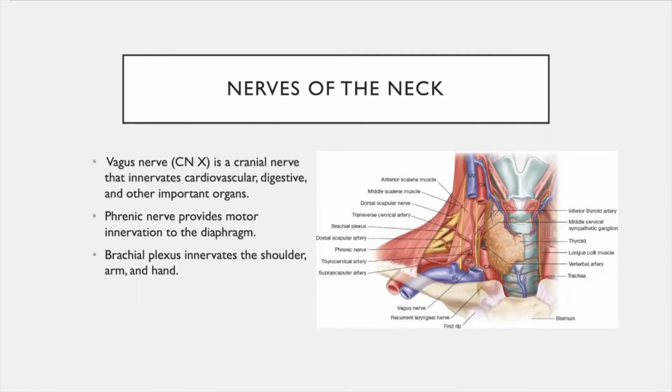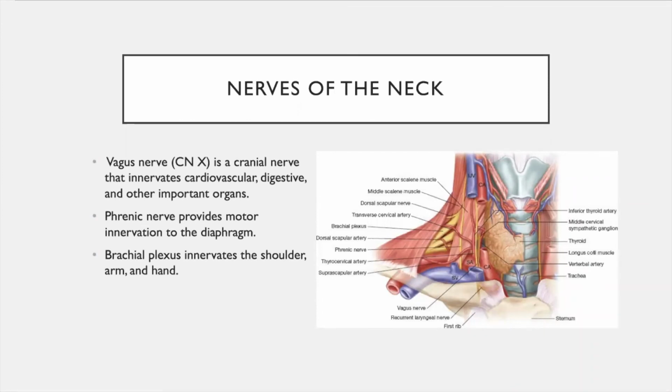Next, the nerves of the neck. First, the vagus nerve, also known as the cranial nerve 10, innervates cardiovascular, digestive, and other important organs and organ systems. The vagus nerve can be seen running from the cranial region down into the chest cavity. It will continue running inferiorly, while a branch known as the left recurrent laryngeal nerve will loop underneath the arch of the aorta. The phrenic nerve is important in respiration as it provides motor innervation to the diaphragm. It can be seen more lateral to the vagus nerve, still running vertically through the neck area.